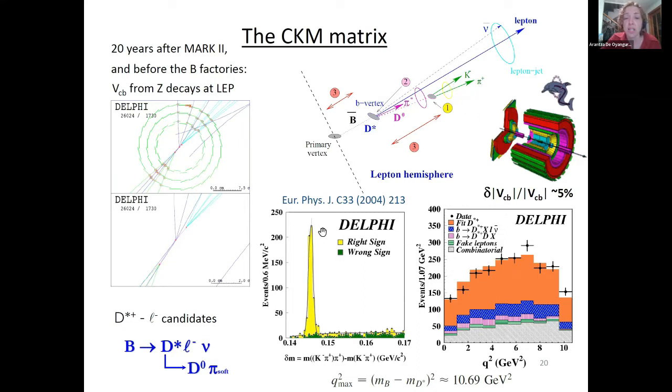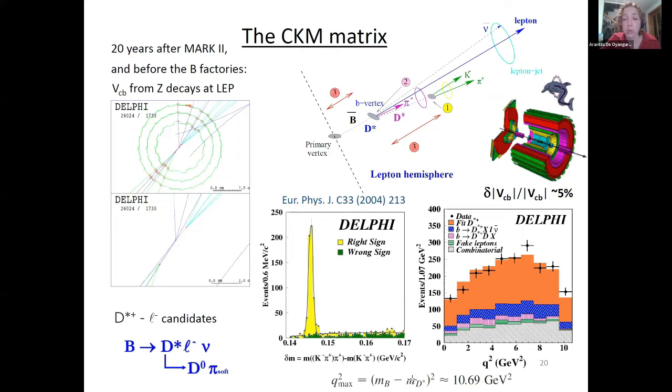And from this signal, you can measure the Q square distribution, and it will be of this type, for instance. You can see this was in the Delphi experiment. You can see the different background contributions, and there was not too much statistics, but still it was possible to measure.